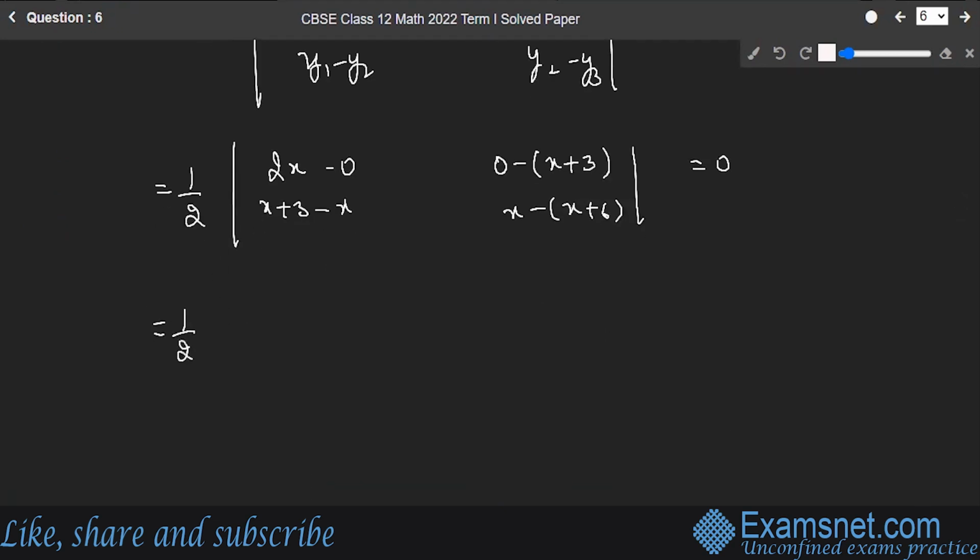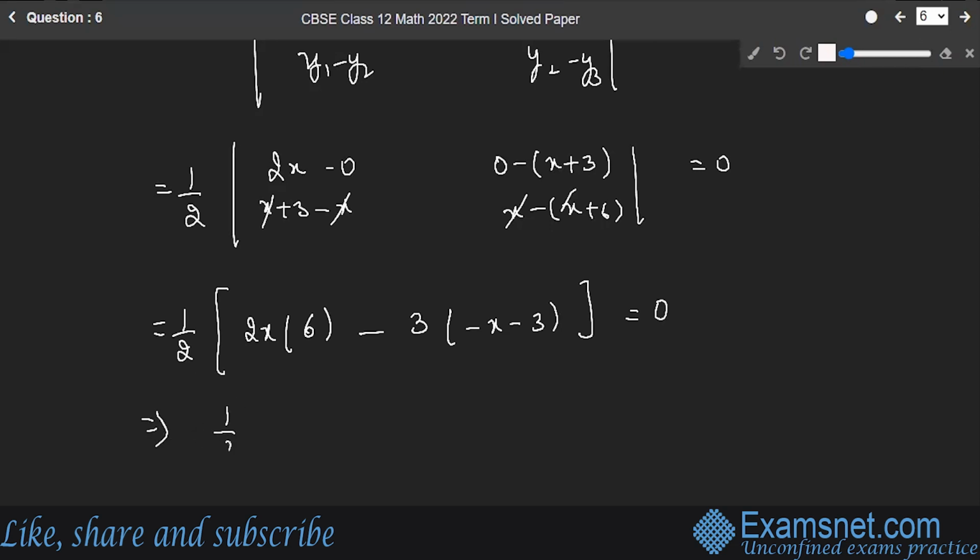Now let's find out a determinant. You have here 2x into x will cancel. These two x will cancel into 6 minus this x, and x will also get cancel, 3 into minus x minus 3. This should be equal to 0. Okay, fine. So you have 1 by 2 into here will be 12x plus 3x plus 9 is equal to 0.